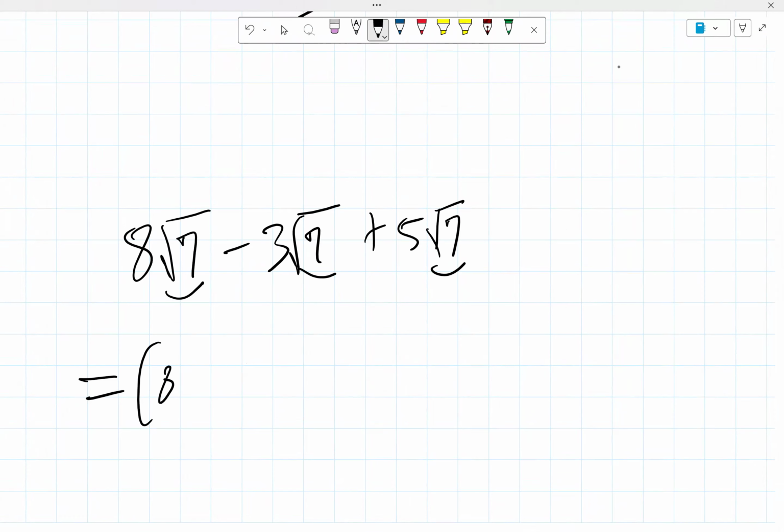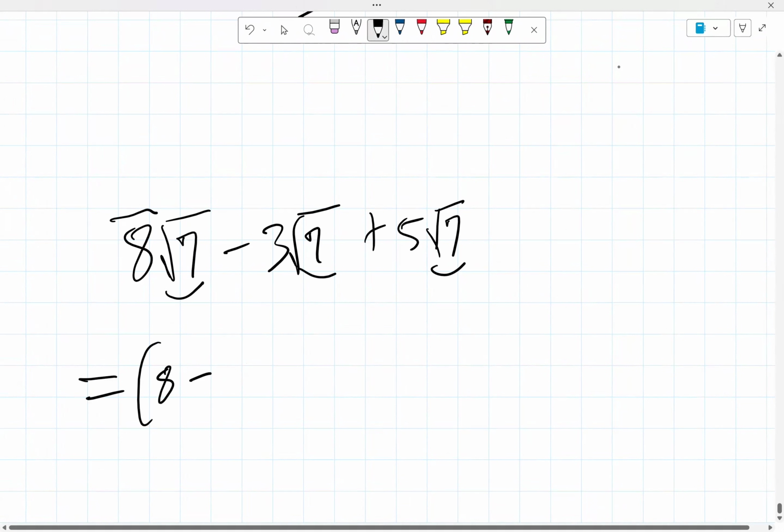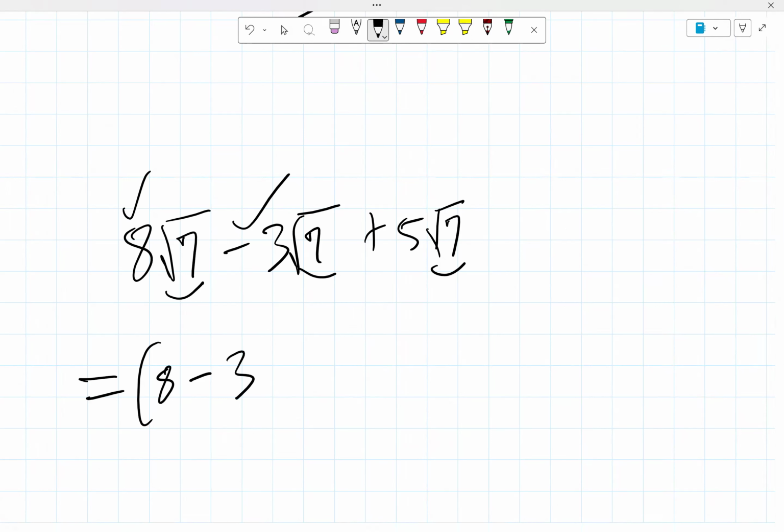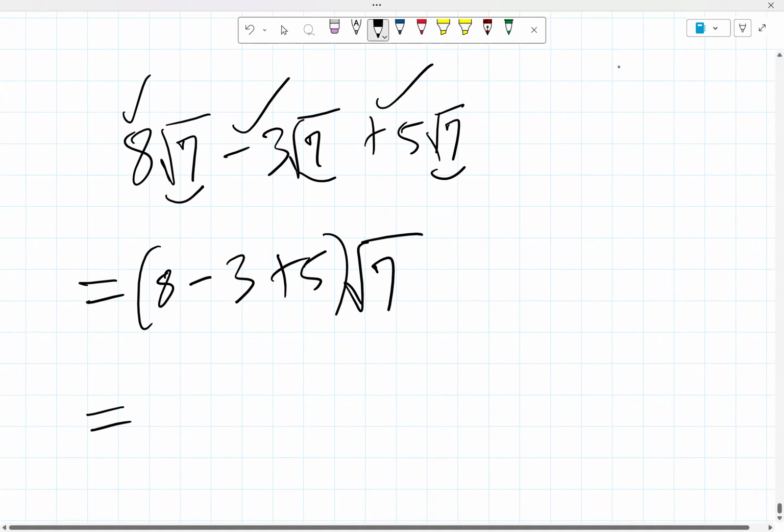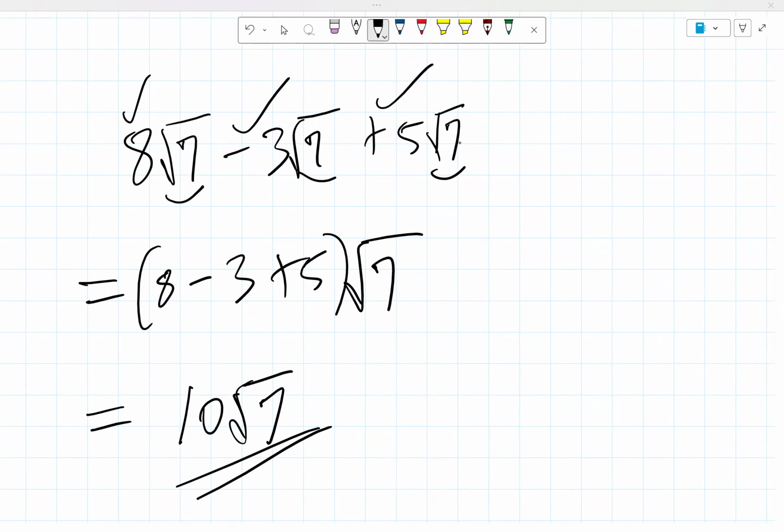So you have this 8, so this is 8 minus 3 plus 5, all times root 7. And then that is equal to 8 minus 3 is 5, 5 plus 5 is 10. So that's simply 10 root 7. And that's what you get for that, straight to the point.